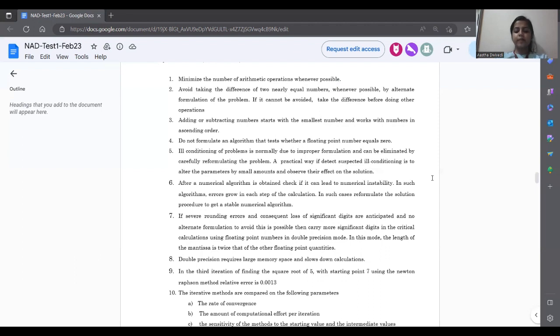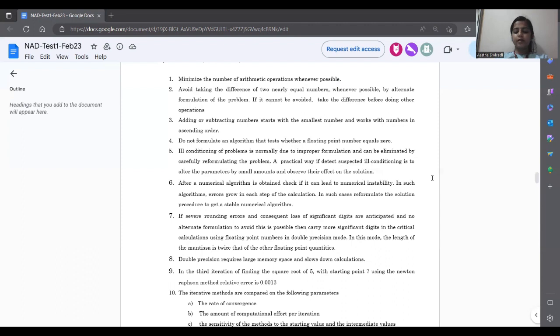One way to detect suspected ill conditioning is indeed to alter the parameter by a small amount and observe their effect on the solution. This is known as sensitivity analysis. By analyzing the sensitivity of the solution to changes in the input parameter, we can determine whether the problem is well conditioned or ill conditioned. If the solution is highly sensitive to small changes in input, then the problem is likely to be ill conditioned.